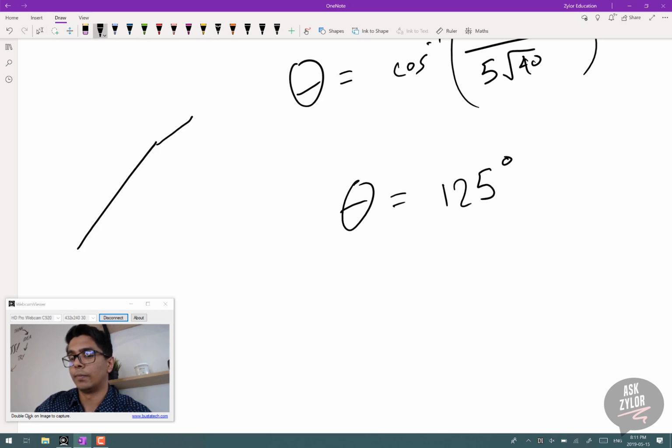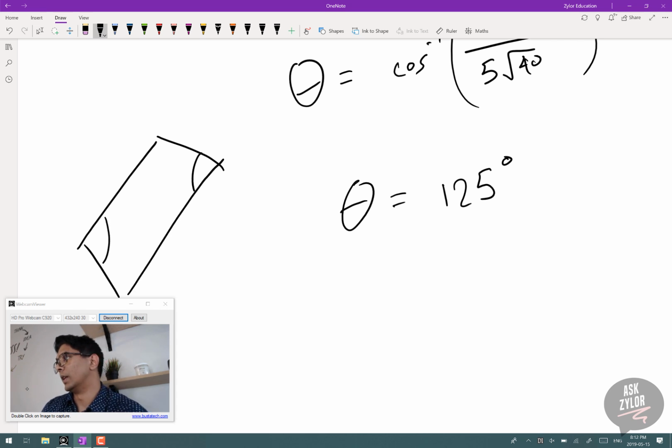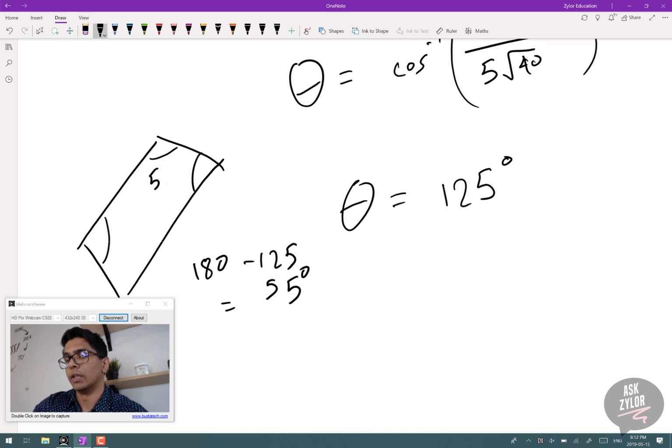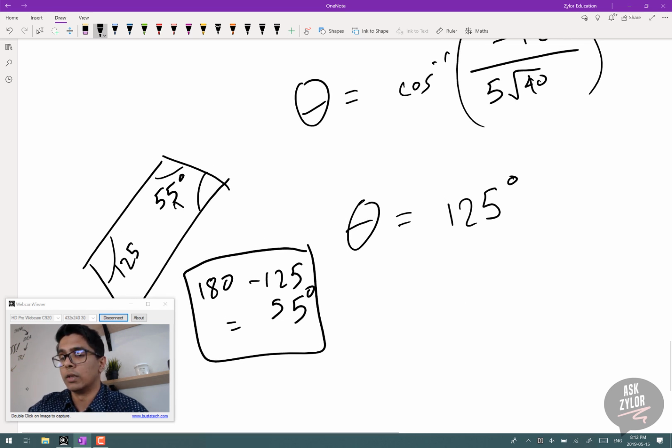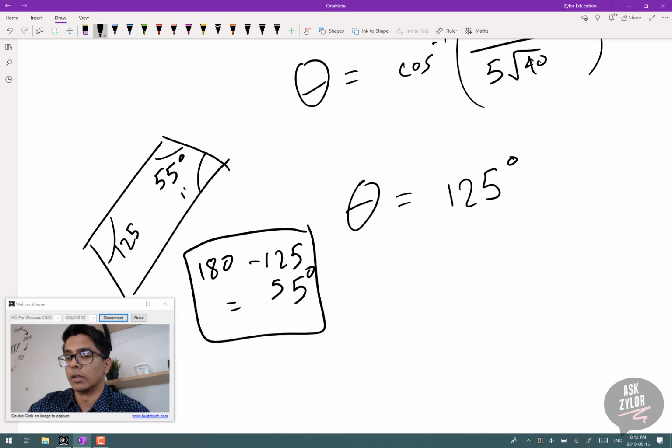So in a parallelogram, we found this angle. So to find the other angle, we can simply do 180 minus 125, which gives me 55. So I have the acute angle as well now. Right? Why can I do this? It's because all the angles on the inside add up to 360, and we know that both the obtuse angles are 125 now. So to find the acute, I just do 180 minus 125.